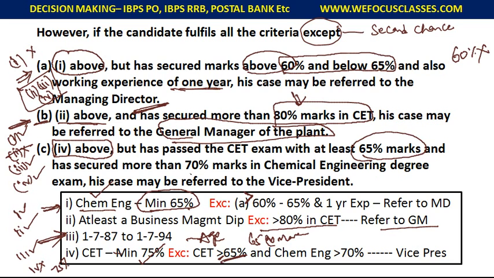And has secured 70% marks in chemical engineering degree. If he is having 65% of the marks in SET exam, then give him a second chance. Where will we give the second chance? Go to his chemical engineering degree and observe the marks. If he is having more than 70% of the marks, strictly more than 70% of the marks, friends, in his graduation, then refer his case to the vice president. So like this, some exceptions are given for the first, second and fourth condition. So we are writing all the exceptions and then we'll be discussing the problem.